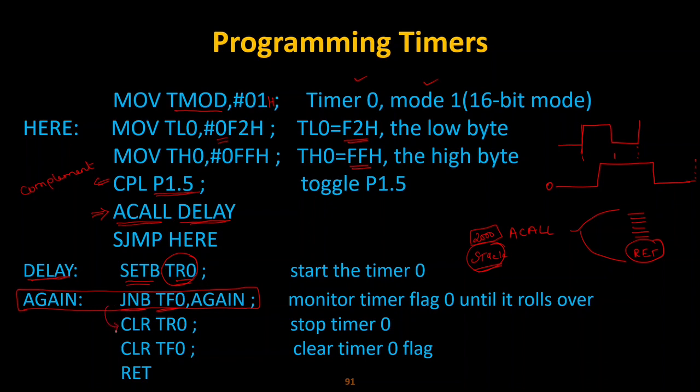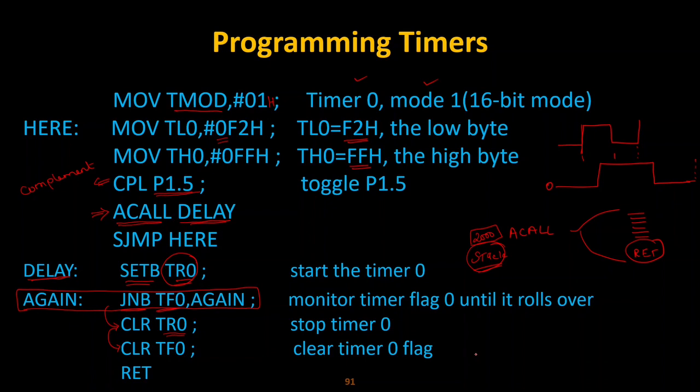After that I have to clear my TR0, and after that I have to clear my TF0. Why should I clear my TR0? Because TR0 says whether the timer is enabled or not, right? So I have to clear that one, and I have to clear my TF0 also, because it has got the value of 1, and this is for the next loop.